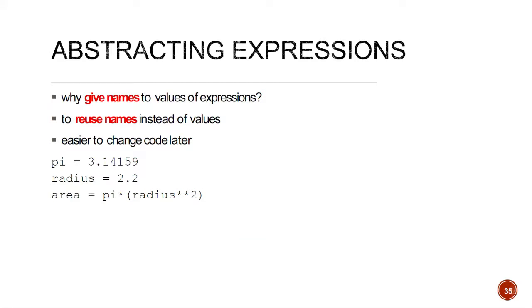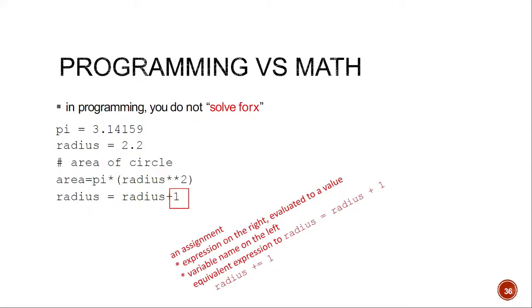Why do we give names to values of expressions? We do that to be able to reuse names instead of values, and this makes it easier to change any code later on. And here we provide an example of how to calculate the area of a circle based on pi, which is a constant, and the radius. It is worth noting that in programming, we do not solve for x. So we can perform mathematical operations, but we are not performing math. So in an assignment, the expression to the right is evaluated and then assigned to the variable name on the left.